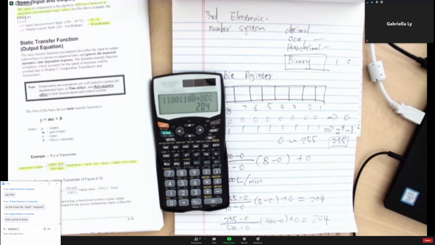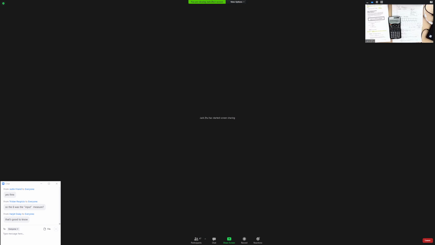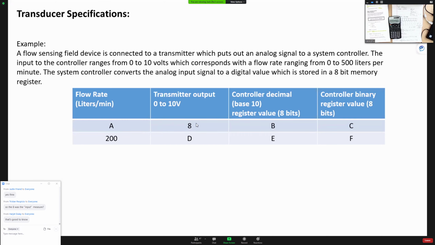Yes, 8 volts is the measured value on the input. So that's your A. We calculate 400 for A. Transmitter A output is 8 volts. And this decimal number is the B, that's 204. C is 1100 1100, that's the binary number representing 204.